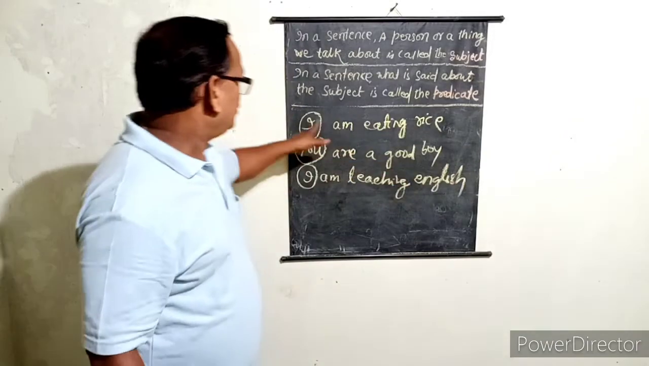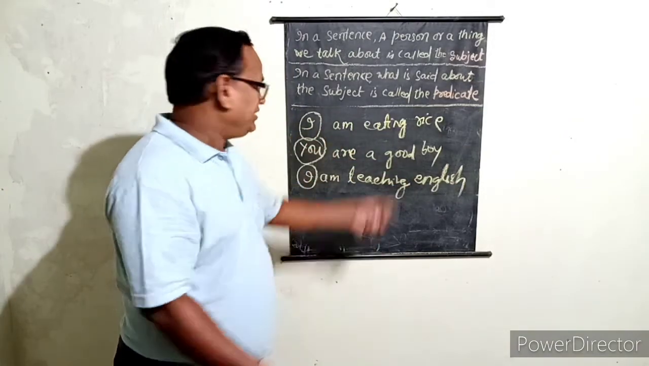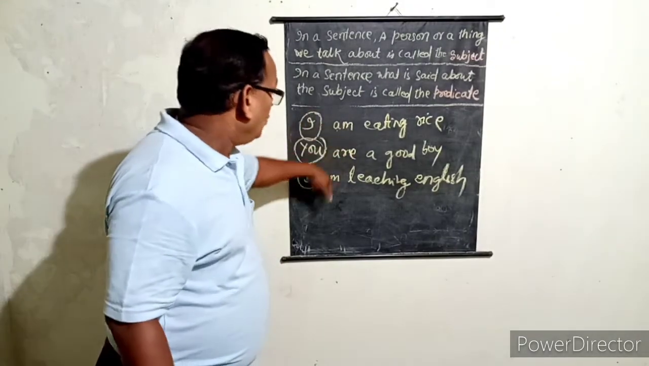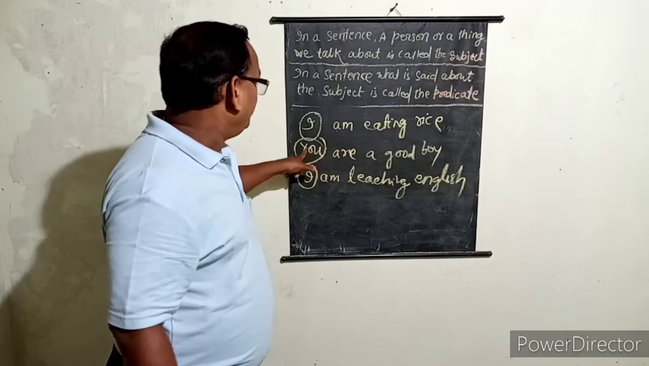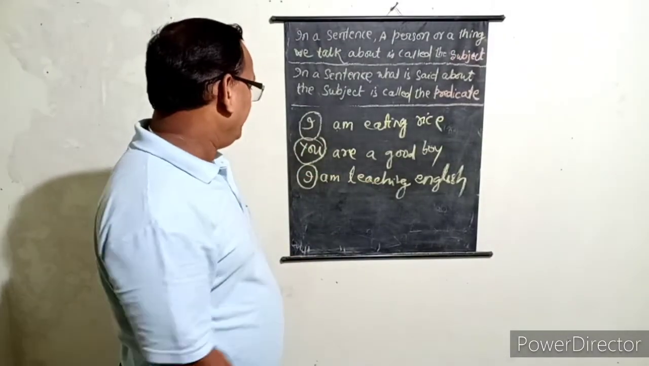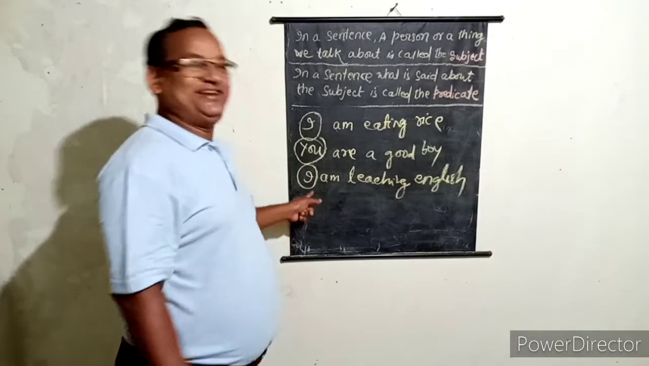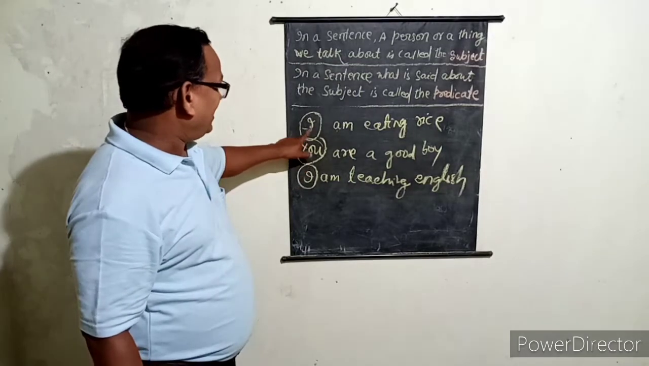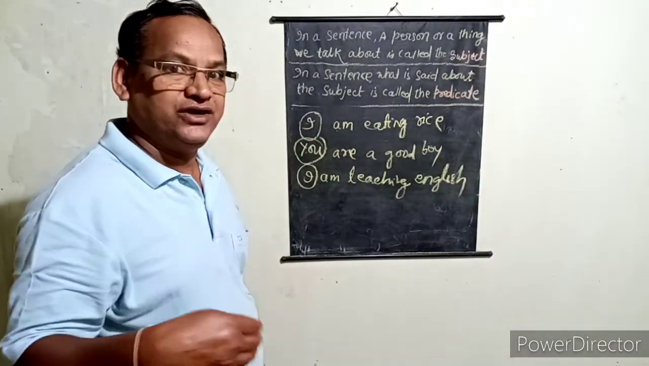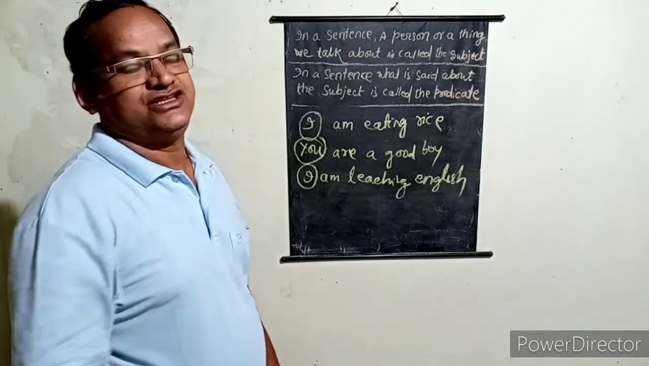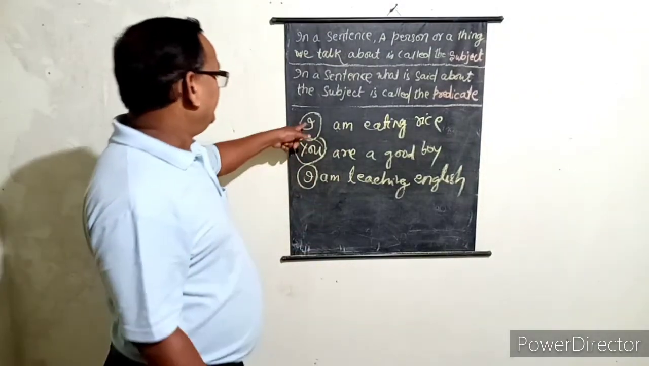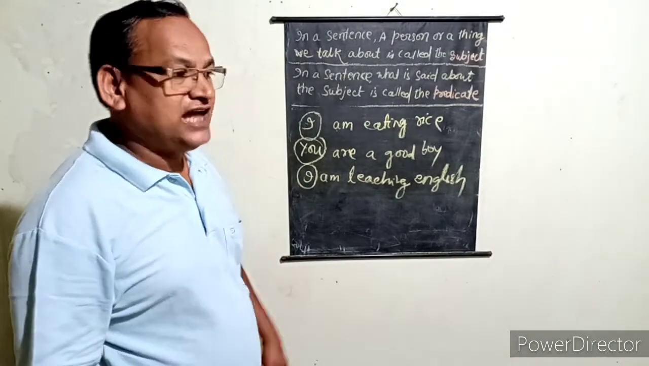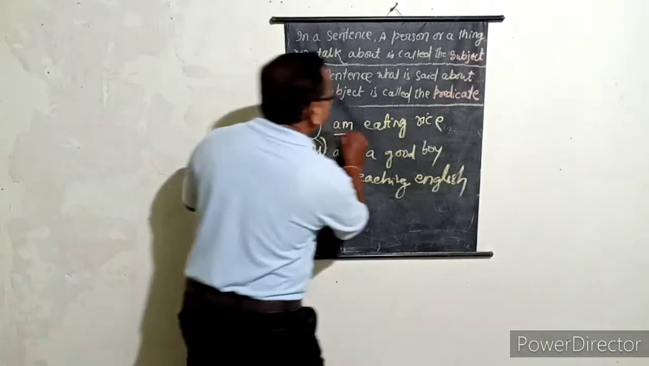Right? Subject means who is eating rice? I am eating. Who is a good boy? You are a good boy. Who is teaching English? I am teaching English. Means I is the subject, you is the subject, and I am the subject. Who does the work is called the subject. Who is the doer? Me, I, you, and the other part of the sentence is called the predicate.